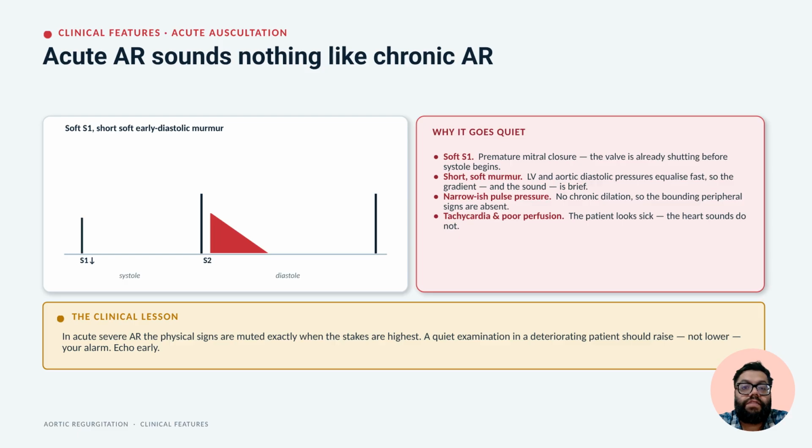The pulse pressure is unremarkable because there has been no time to dilate, so Corrigan and his friends never put in an appearance. And you have a patient who is tachycardic, hypotensive, and frankly unwell, yet whose heart sounds are deceptively quiet. The lesson in the gold box is one to carry for life. In acute AR, the bedside understates the catastrophe. If the patient is crashing and the heart sounds are soft, get an urgent echocardiogram.